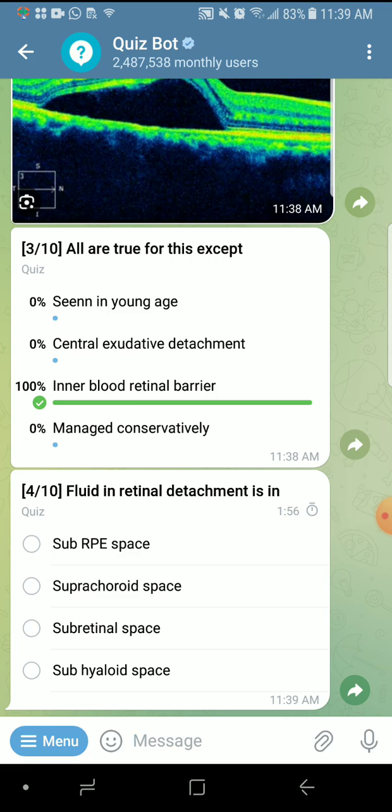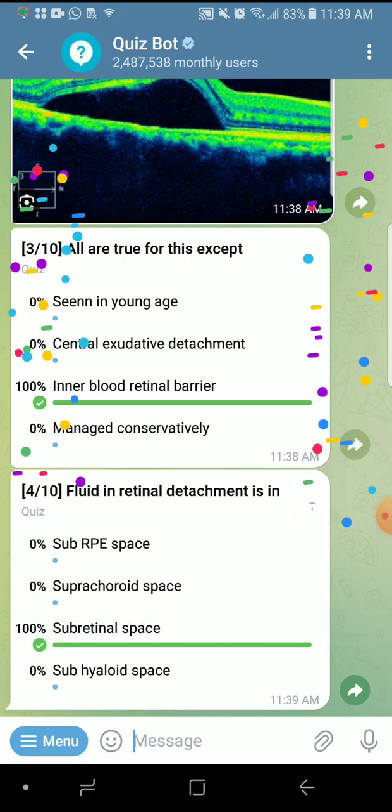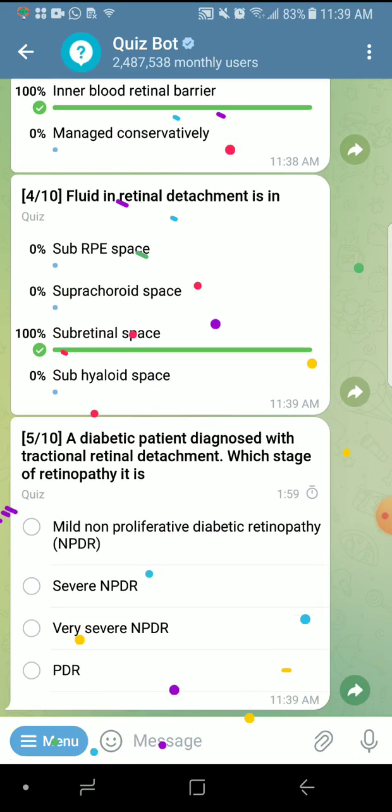Sub RPE means behind the RPE layer. Subretinal is a space between NSR and RPE. Suprachoroid is a space between choroid and sclera. While hyaloid means vitreous, the space between the vitreous and the retina is a very small space known as subhyaloid space. I told you regarding this in the previous quiz as well.